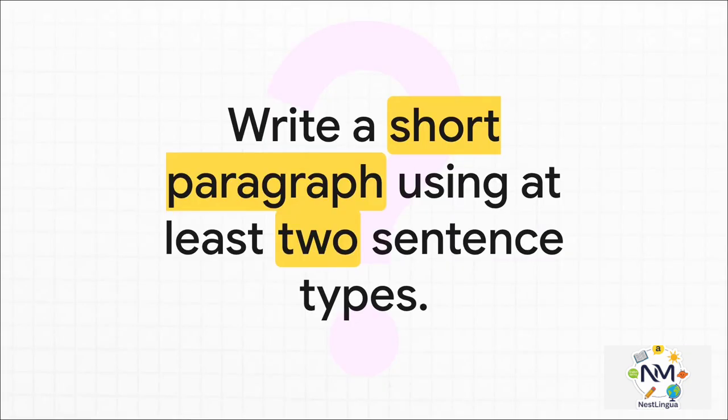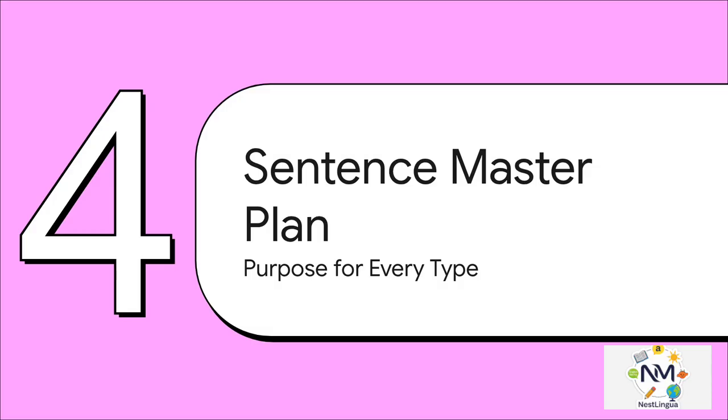All right, this is the final challenge, and it really brings everything we've talked about together. Pause right here and try writing your own little paragraph, maybe 3 or 4 sentences. The only rule is you have to use at least 2 different sentence types from our toolkit. Go for it. So, what's the big takeaway here? What's the master plan? It's all about being intentional. It's understanding that every single sentence type has a specific job to do.